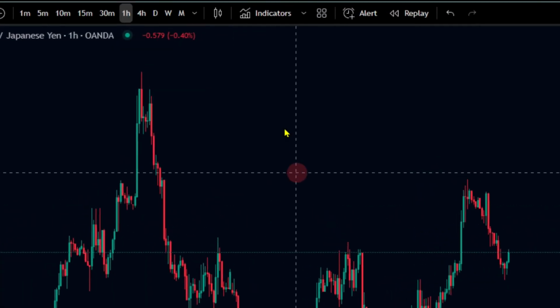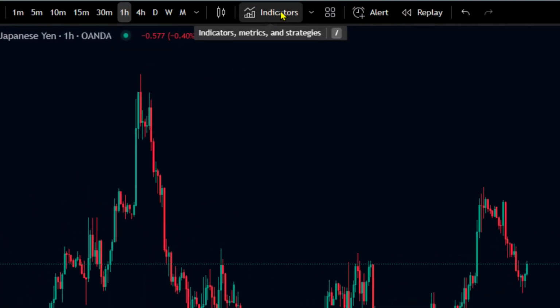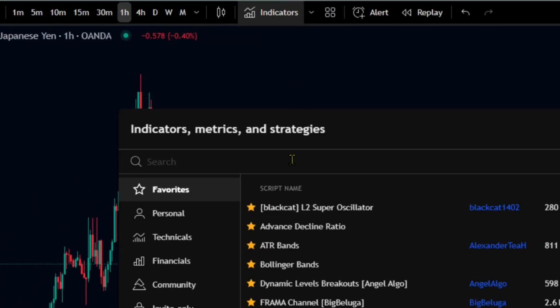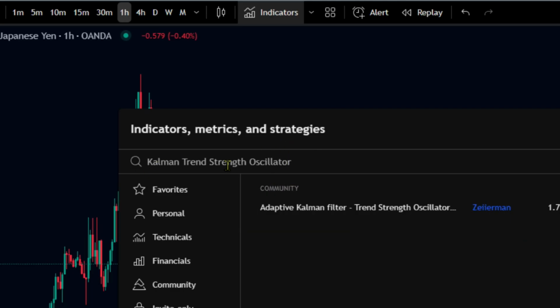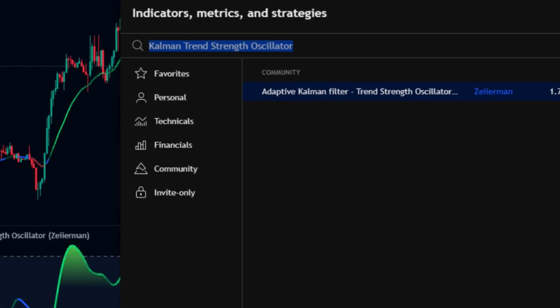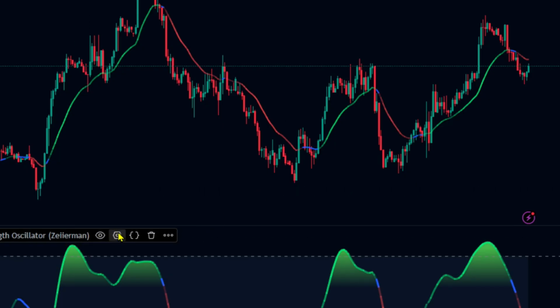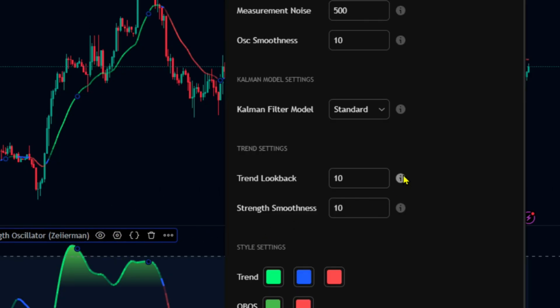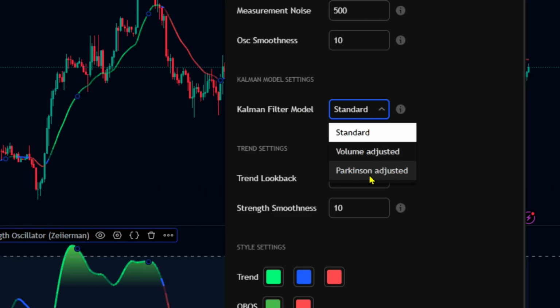First, open TradingView, then click on Indicators. Search for Kalman Trend Strength Oscillator and select the one by Mr. Zierman. Once it's added to your chart, it's time to configure it. Change the Kalman model filter to the Parkinson model.